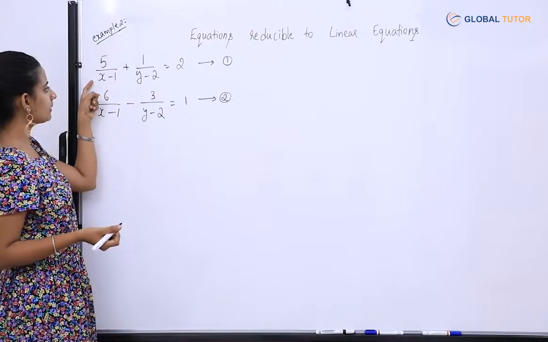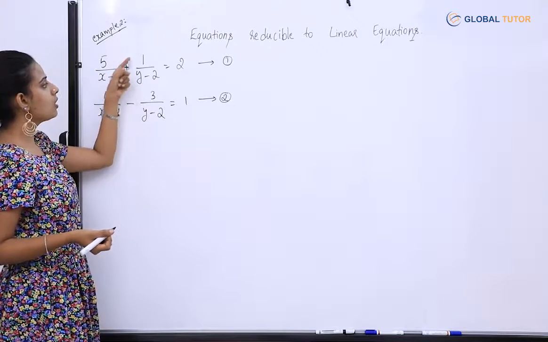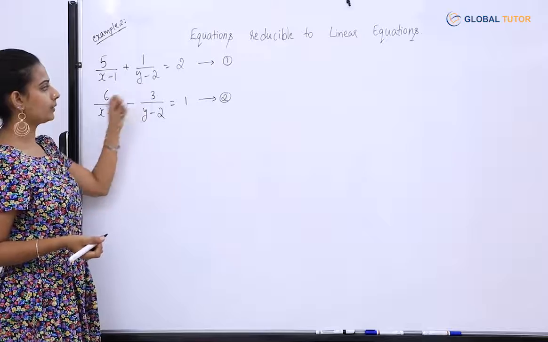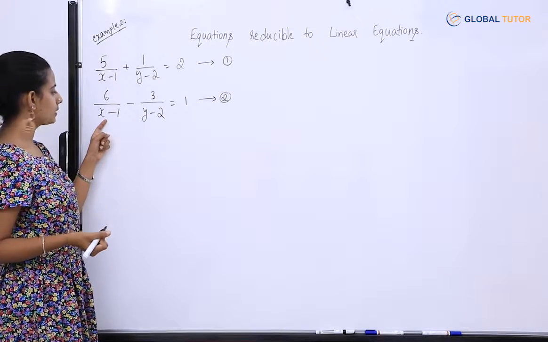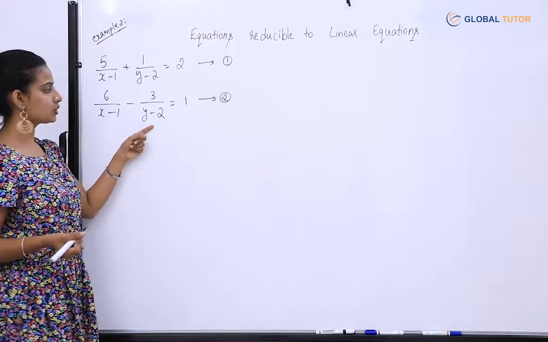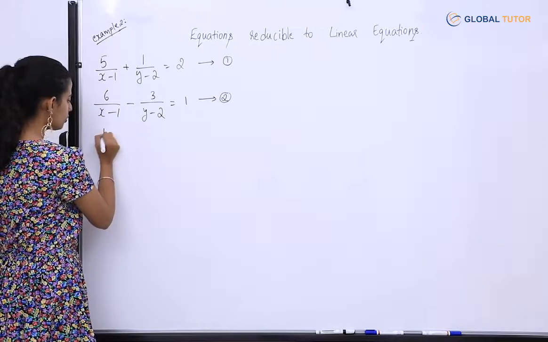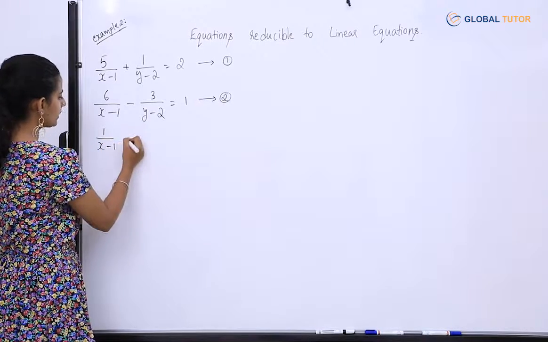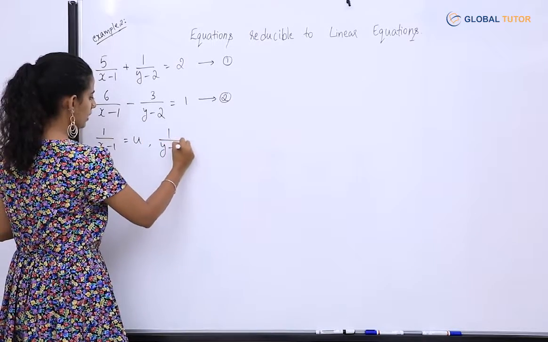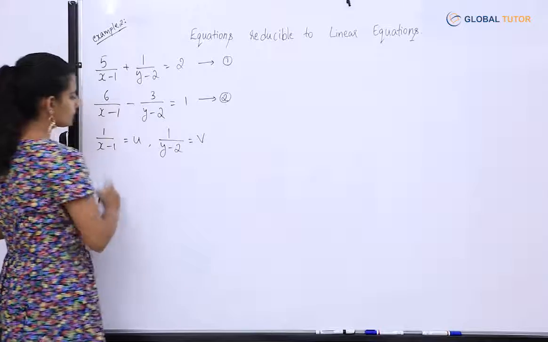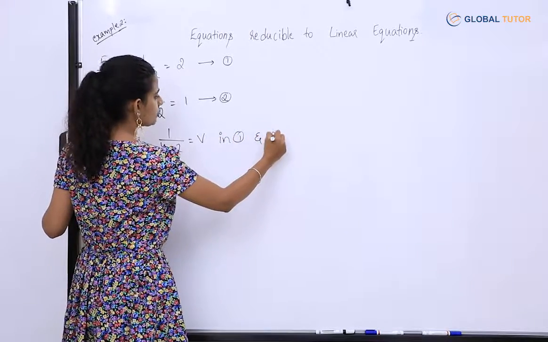This can be written as 5 into 1 divided by x minus 1. This can be written as 1 into 1 divided by y minus 2. Here this can be written as 6 into 1 divided by x minus 1. This is 3 into 1 divided by y minus 2. So we are going to call 1 divided by x minus 1 as u and 1 divided by y minus 2 as v. So let us replace these values in equation 1 and equation 2.